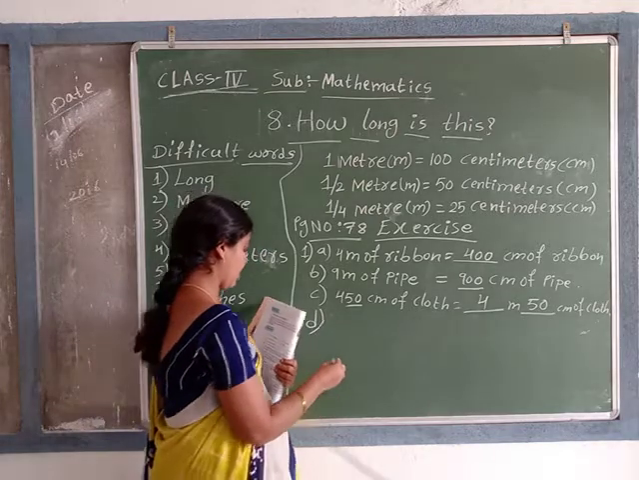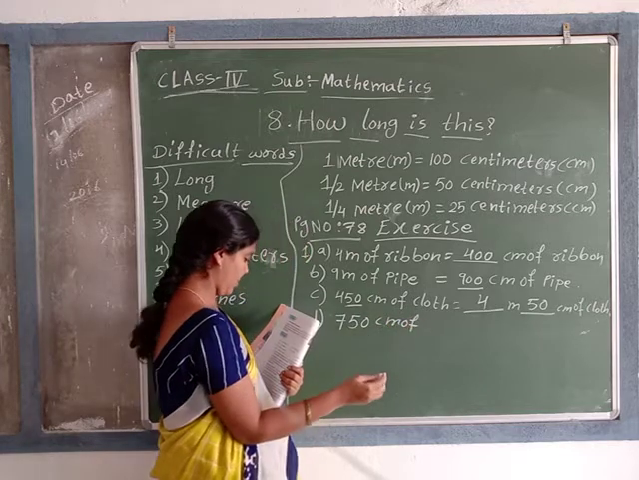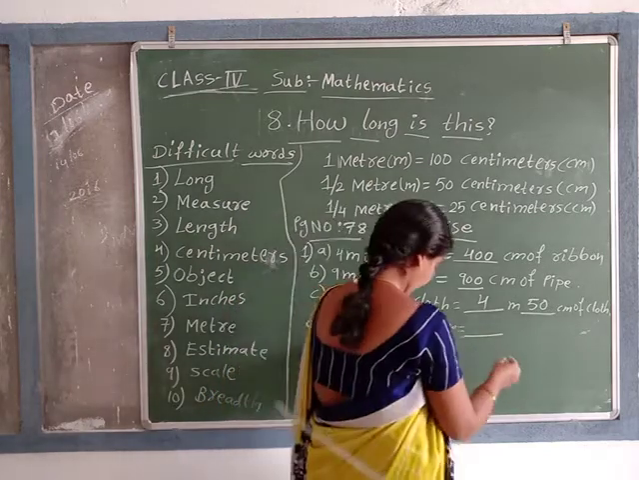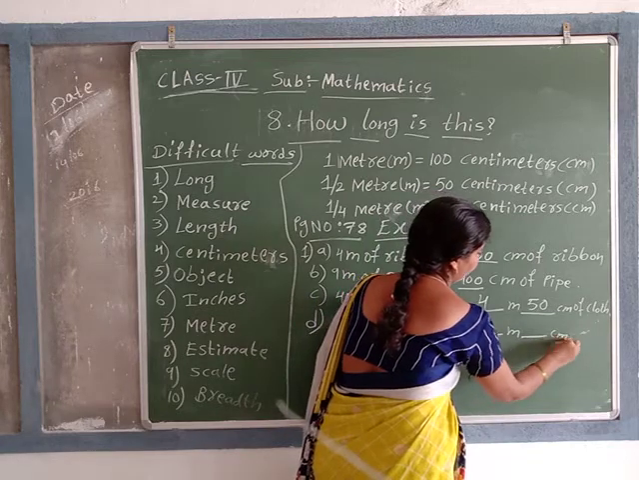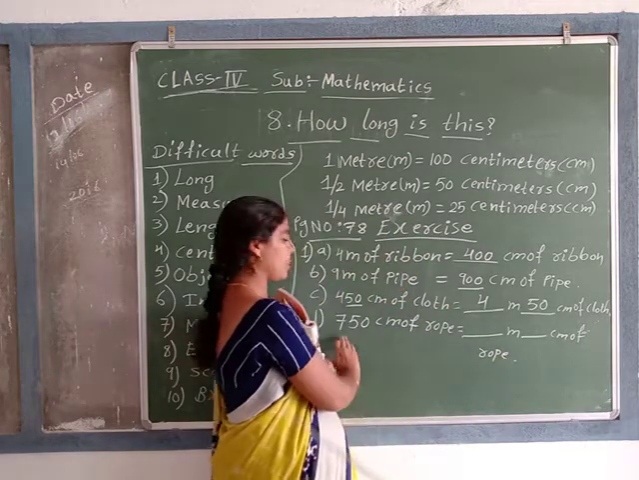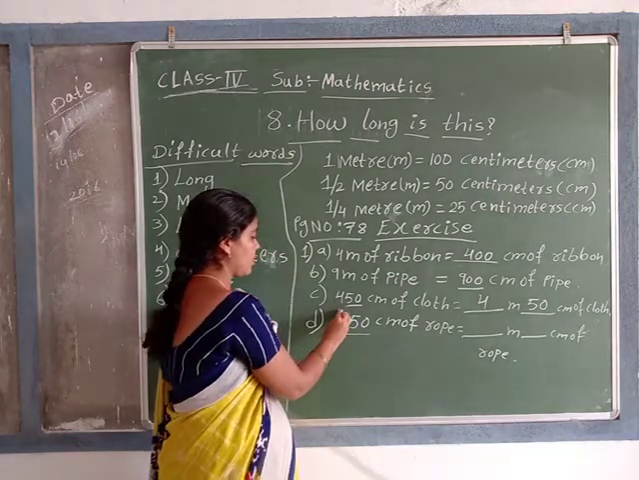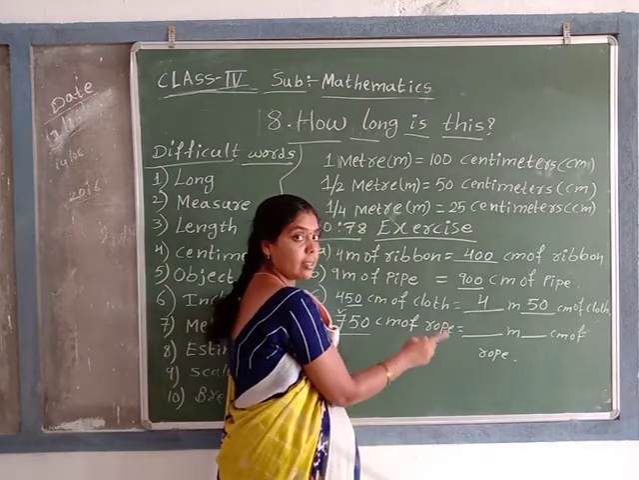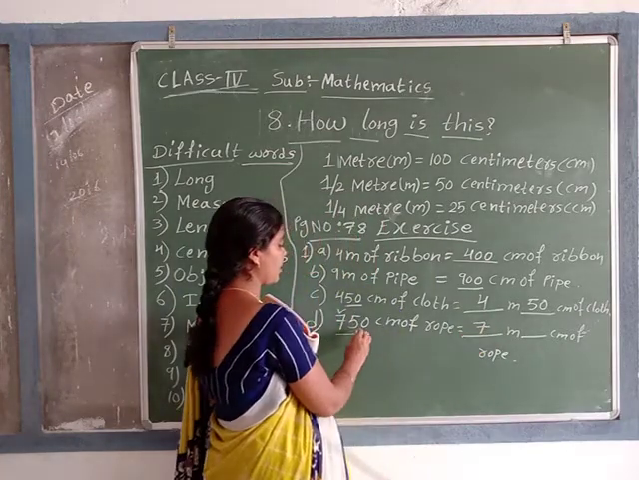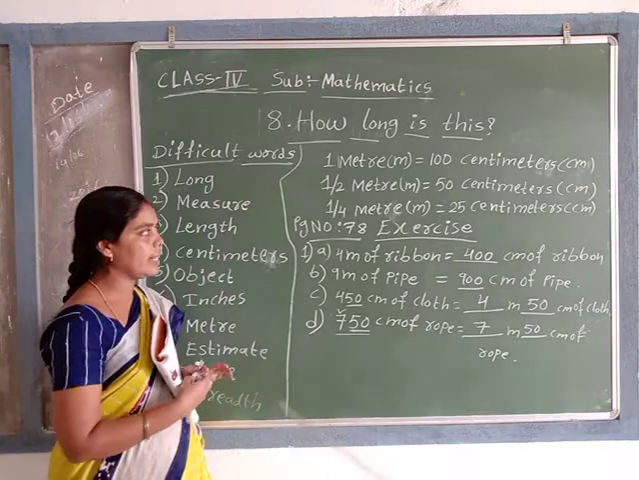Next one. 750 centimeters of rope. First of all, you observe. How many hundreds are there in this number? 7. 700 centimeters means 7 meters. Remaining how many centimeters are there? 50. Understand, children, now?